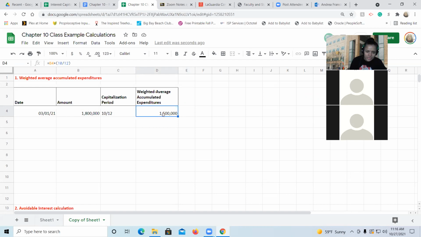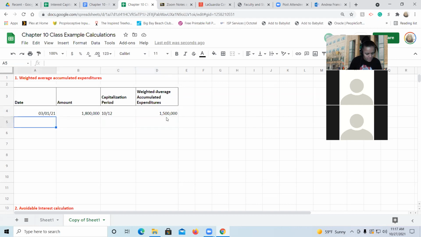By doing this, obviously we're saying that you're not allowed to capitalize interest on the entire 1.8. You can only capitalize interest on 1.5 million because, in essence, if interest is calculated for a whole year, you can only take 10 months out of 12 months of interest that relates to this payment. It feels like the wrong way around, like, why don't you apportion the actual interest? But I'll show you later on why we have to go this way.